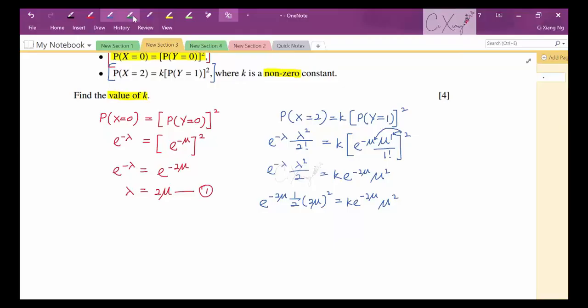If I investigate further, e negative 2 mu and e negative 2 mu can be cancelled off. Then I'm having 1 over 2 here. 2 mu squared will give me 4 mu squared, and then k mu squared. Mu squared can be simplified one more time, and 4 and 2 can be simplified also. From here, you can see very clearly that the value of k equals 2. So this is how we find the value of k.